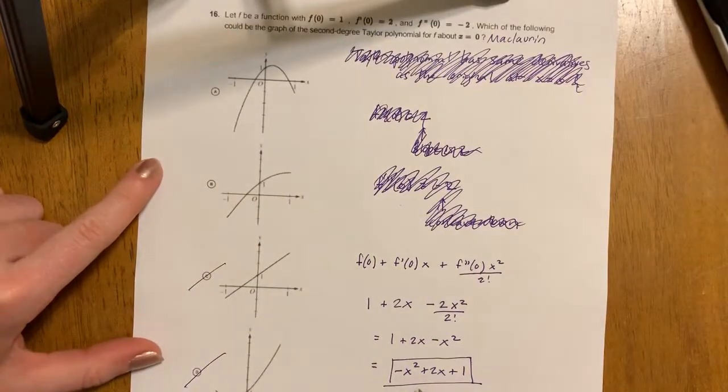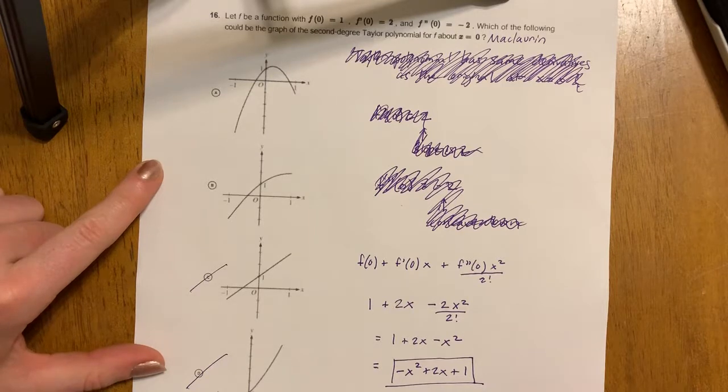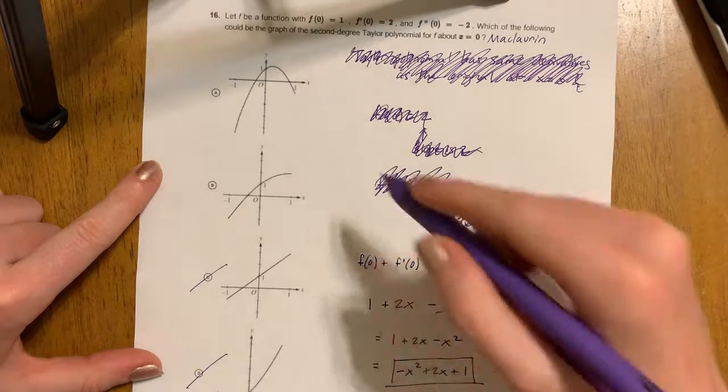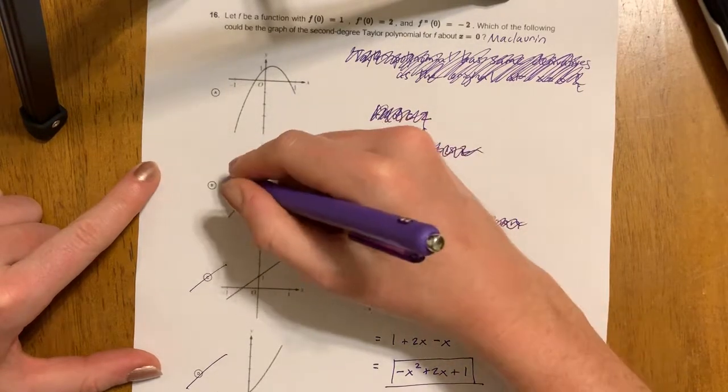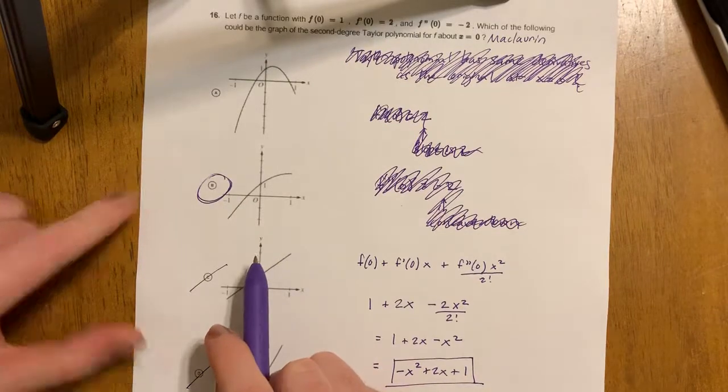So if I look at these top two, if you don't really know what these graphs look like, if all else fails, you can plug in some points. So like if I plug in x equals 1, I'm going to get negative 1 plus 2 plus 1, which is just 2. So I should have the point (1, 2) on my graph, and the only one that works for that is answer choice B.